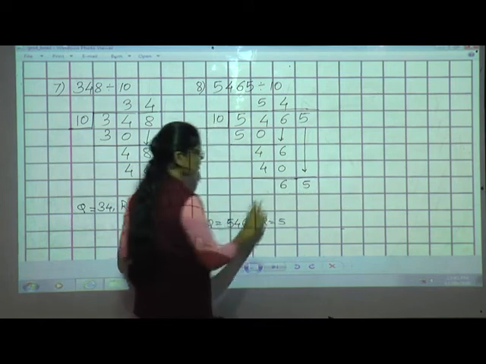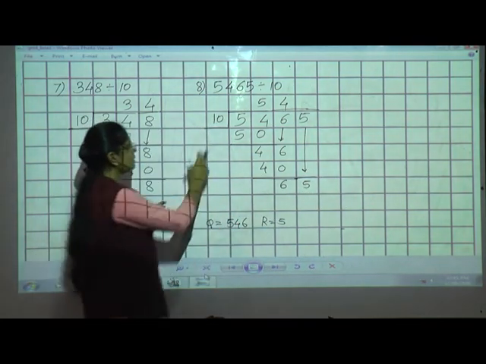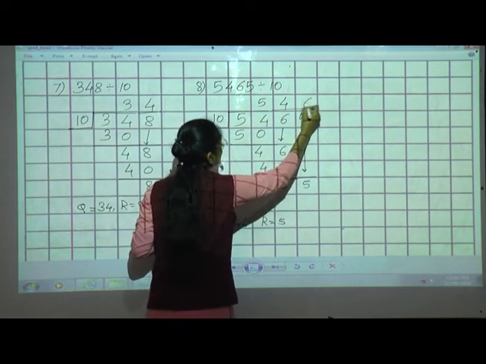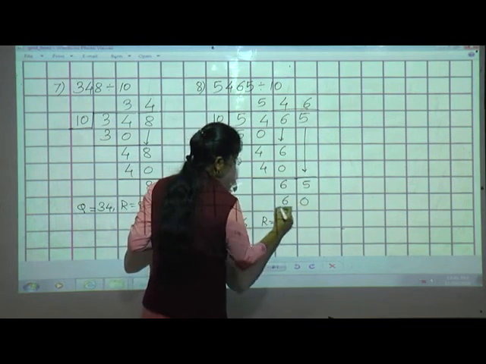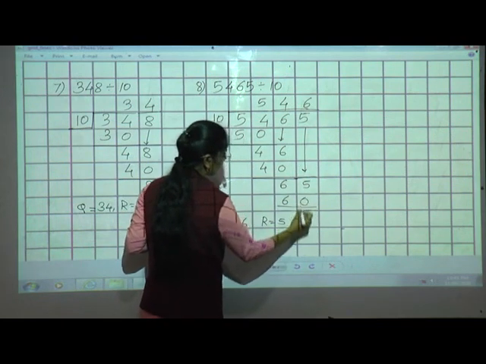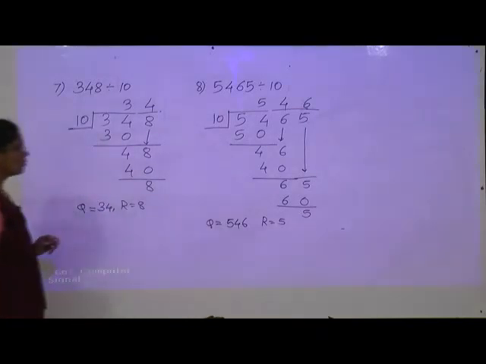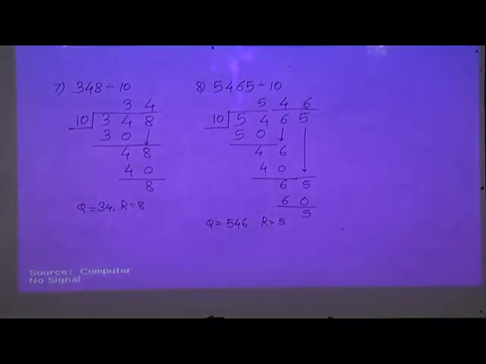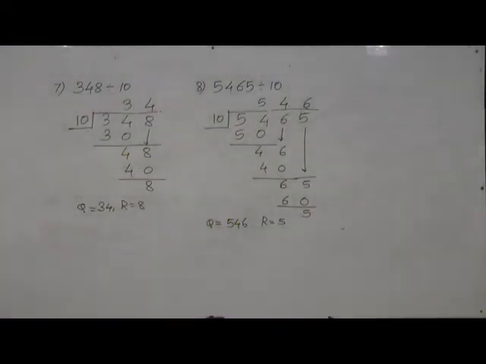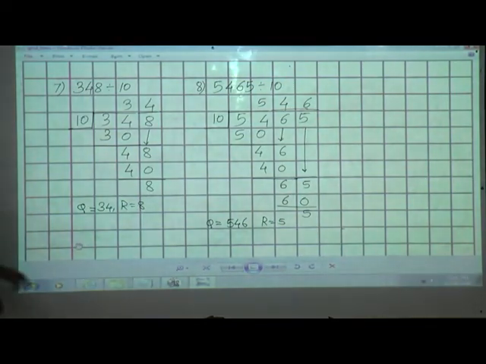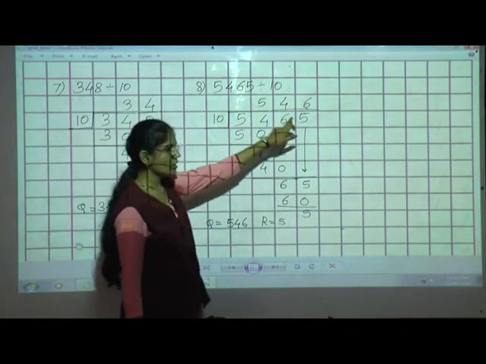So here now we have 65. Then see the table of 10. 10 6s are 60. Now 65 minus 60 is equal to 5. Yes, clear? So check the answer. Yes, we got the remainder 5 and the quotient 546.